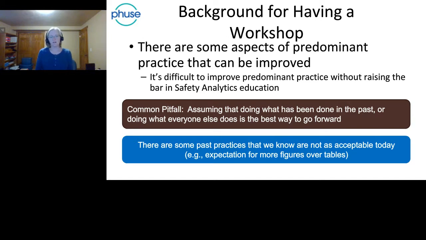We also know there's been an evolution in some other areas. For example, in the past, it may have been just fine to have a submission be full of static tables. And now there really is more and more of an expectation we need to have more figures. It's starting to become much more expected. And so we do need to move away from tables to figures. So that is an example of something we do want to change as part of predominant practice.